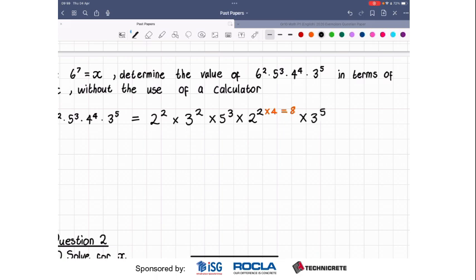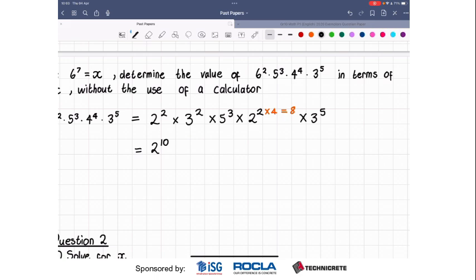Okay, so now that I've got these same bases, 2 and 2 and 3 and 3, I can use my exponent laws, which means that when I multiply them, I keep the bases the same because I've got same bases, and I'm just going to add the exponents. So I'm going to keep base 2 the same, and I'm going to add the exponents. That's 2 plus 8 is equal to 10.